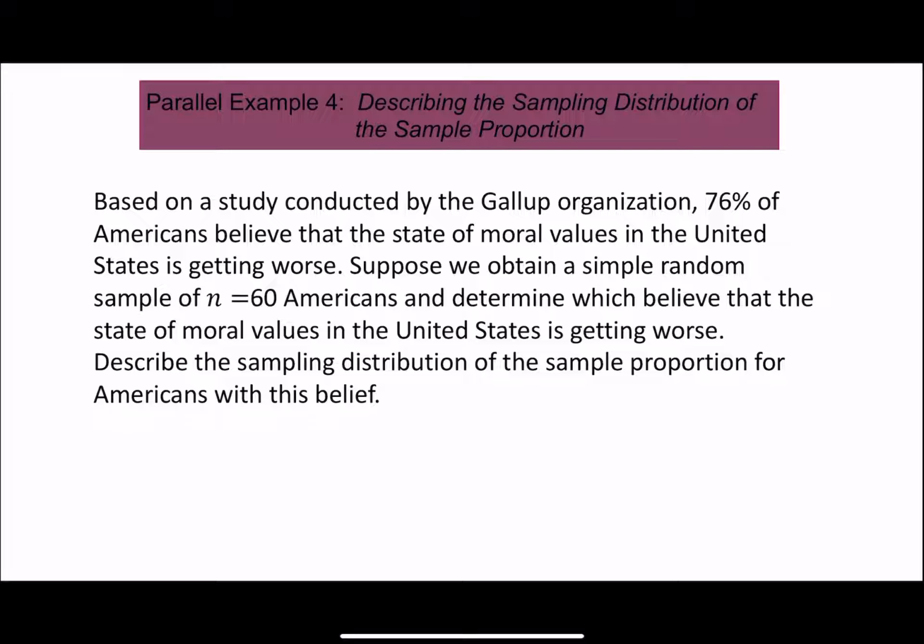Here's your scenario. Based on a study conducted by the Gallup organization, 76% of Americans believe that the state of moral values in the United States is getting worse. Suppose we obtain a simple random sample of n equals 60 adults.